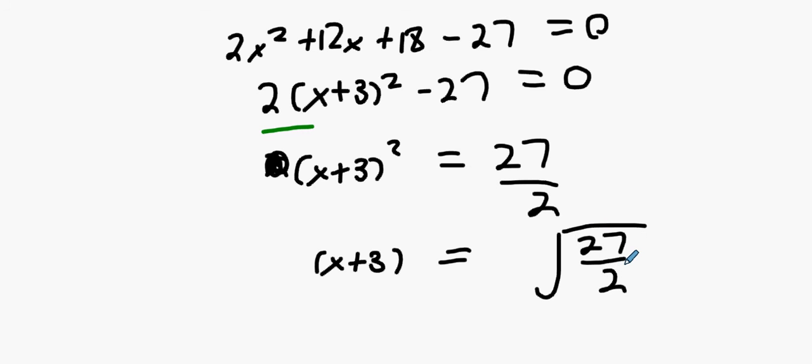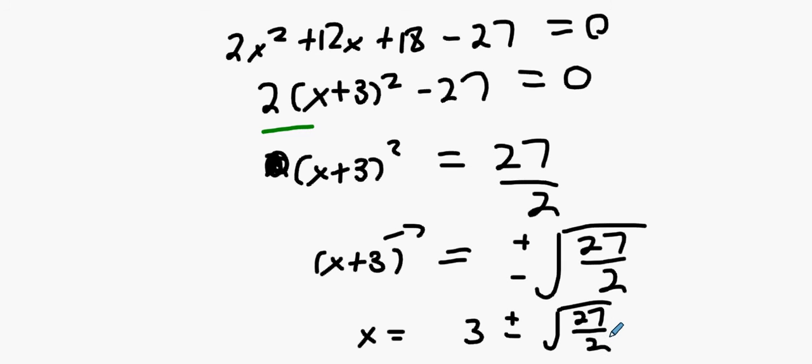I made a mistake. Anybody clear up my mistake for me? What was the mistake? No plus or minus. Thank you very much. Now on to the 3. Go to your side, and we get x equals minus 3 plus or minus square root of 27 over 2. And you're done.